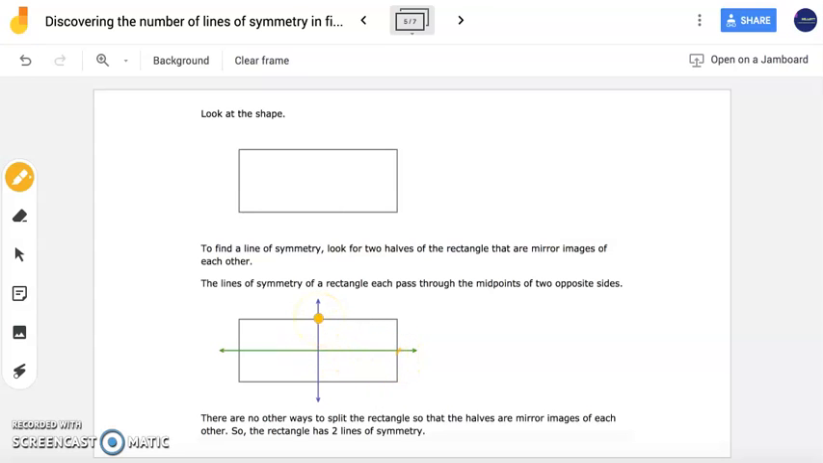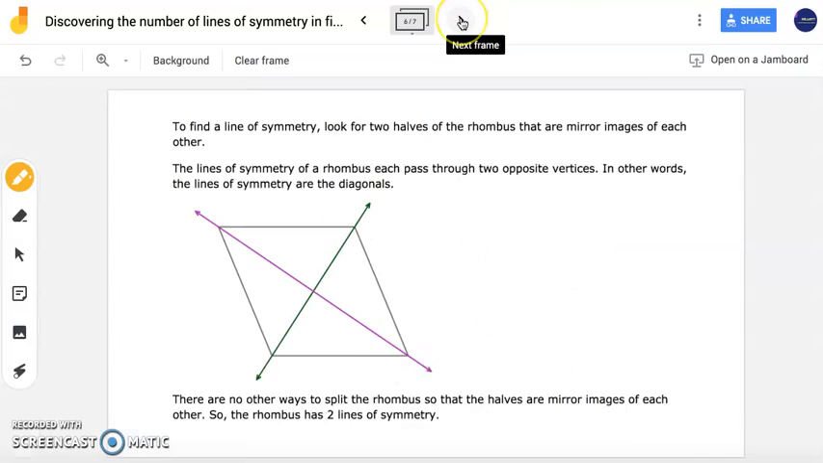But now if I look at my lengths, if I look halfway, called my midpoint, exactly halfway down that length right over here, you're going to find that this line is going right through this midpoint and this midpoint, forming a vertical line, and that is also called my line of symmetry. Now there are no other ways to split the rectangle so that the halves are mirror images of each other. So the rectangle has two lines of symmetry. So today I want you again to take closer looks at these figures given to you and determine, is there more than one line of symmetry?